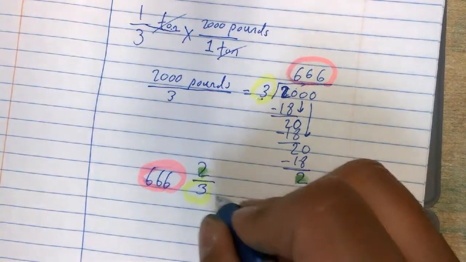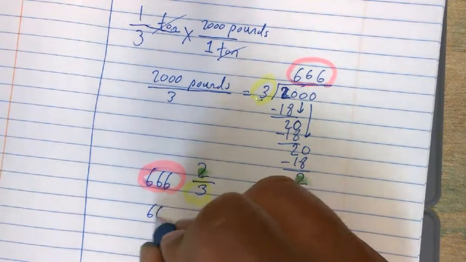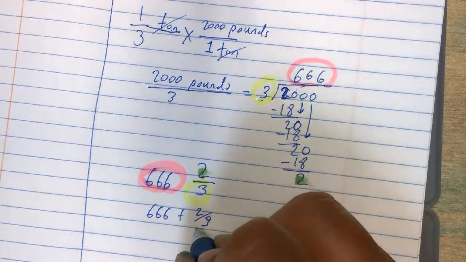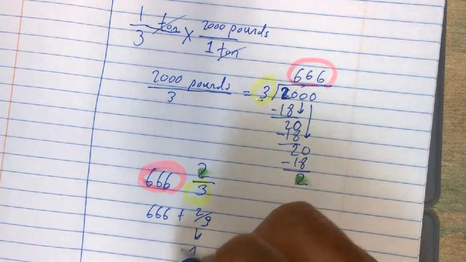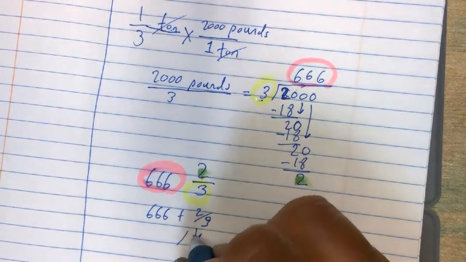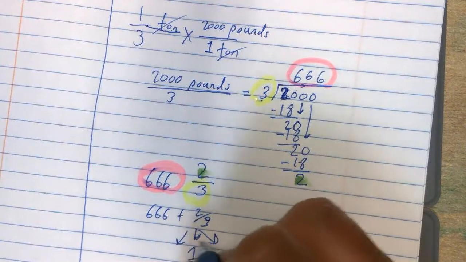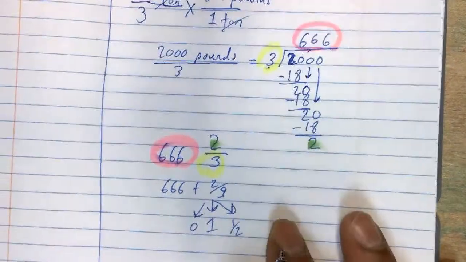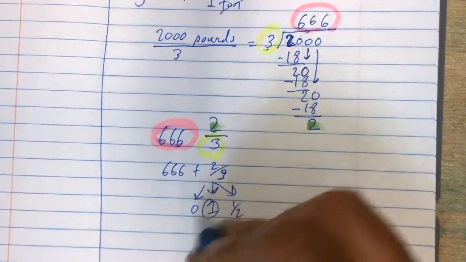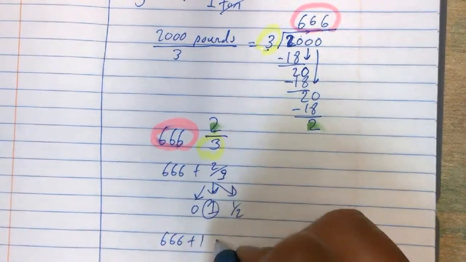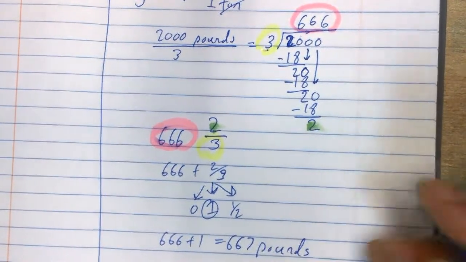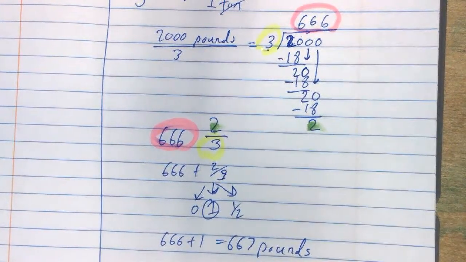Now, if you remember, 2/3 is pretty close to... Let's do this real fast in case you forgot. 2/3 is close to 1. It's closer, remember we did estimation? It's either closer to 0, half, or 1. Although half should be in between, but you get the idea. So I'm going to say it's closer to 1. 667 pounds. And that's the answer.